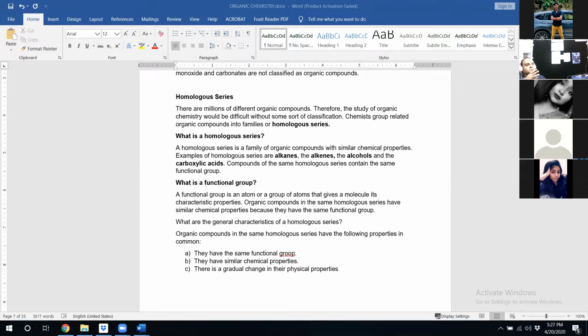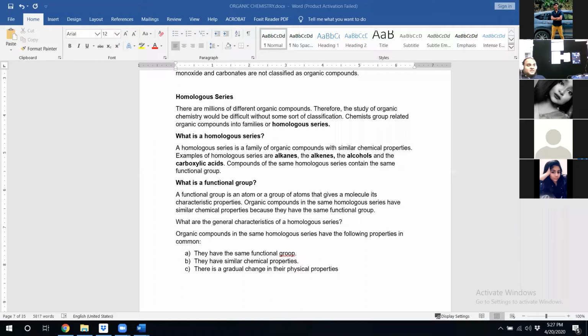When it changes from a gas to a liquid to a solid, viscosity means how thick it is. If it's very viscous, it's very liquidy. It's liquidified.